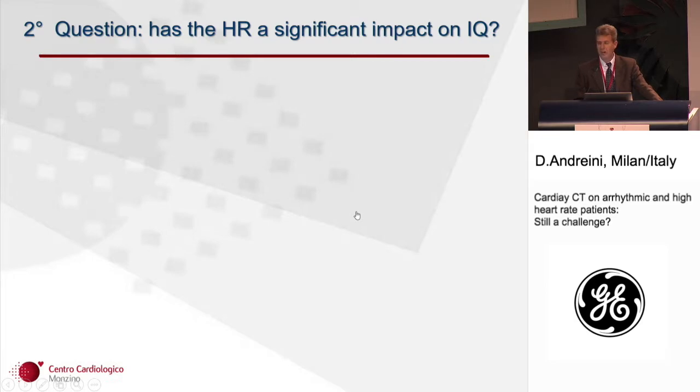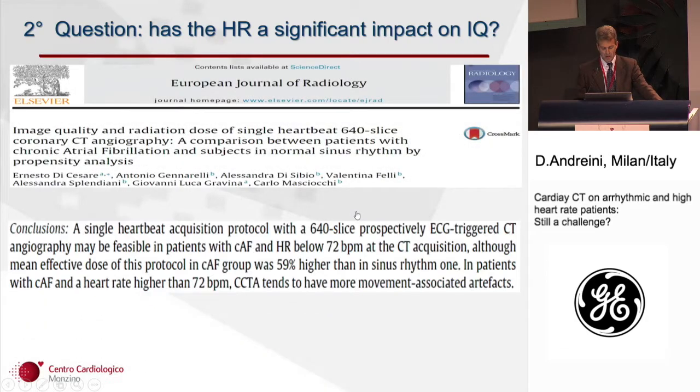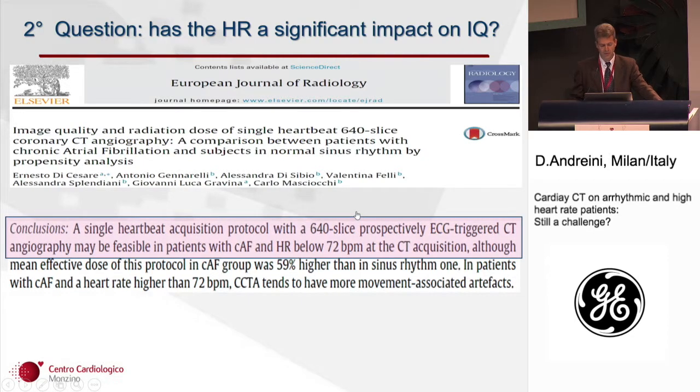The second point, we have a significant impact of heart rate on the image quality. This is a good paper from Ernesto Di Cesare, performed with a 64-slice CT, suggesting a good image quality with this latest scanner generation until a heart rate of 72.